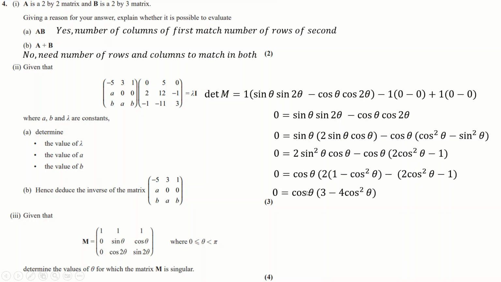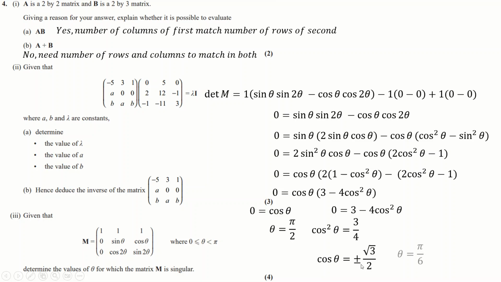Now this means either cos theta is 0, which is easy. That's just theta is pi over 2. I'm only allowed to be between 0 and pi, so that's the only solution there. Or this is 0. Move the 3 over, divide by 4, square root for root 3 over 2. Hopefully you recognize that. Remember to have a plus or minus. This means that theta is either pi over 6 or 5 pi over 6.